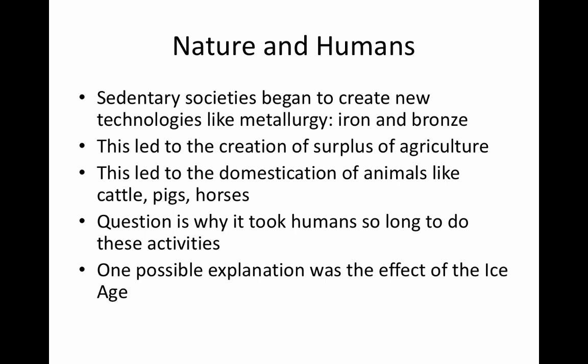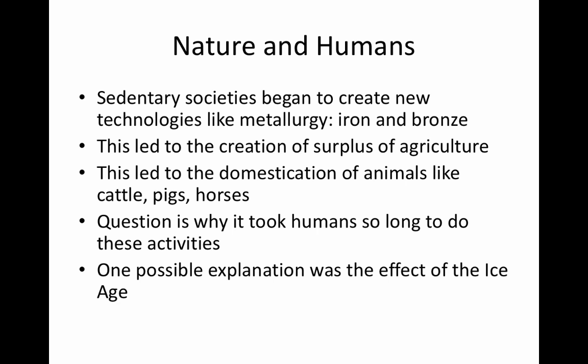Now this brings up this issue about nature and human beings. Sedentary societies really had a turning point with the creation of new technologies, and this new type of technology was created through a process called metallurgy. Metallurgy is when you bring together different minerals and you create a new type of metal. So we look at the two first big ones. These are human creations of iron and bronze.